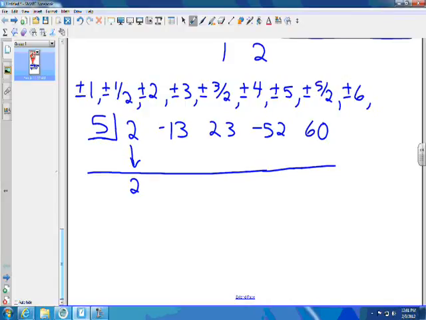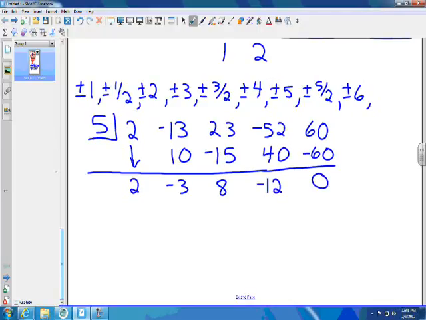5 times 2. Add down. Times 5. Add down. Times 5. Add down. Times 5. Add down. 0. And after all that work, you finally found the first 0.